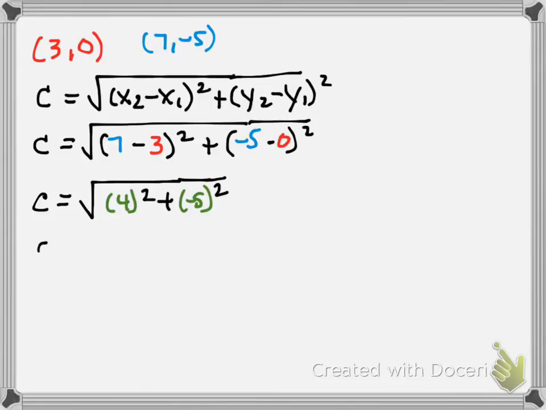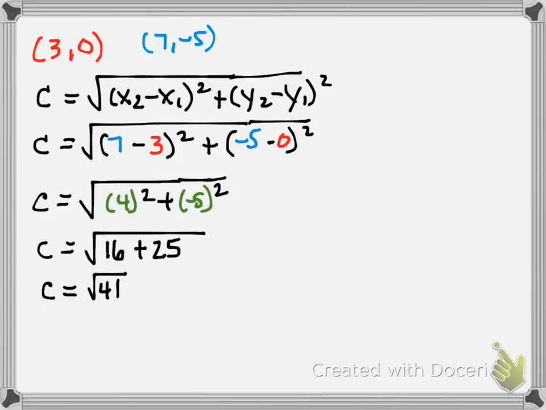And we just continue on. What's 4 squared? 16. Negative 5 squared. Negative times a negative is a positive. So I get 25. And I get C equals 41. Square root of 41. And again, I can use my chart. Round it to the nearest tenth. And I get the same exact answer. Okay?